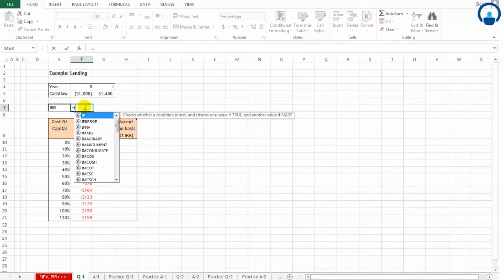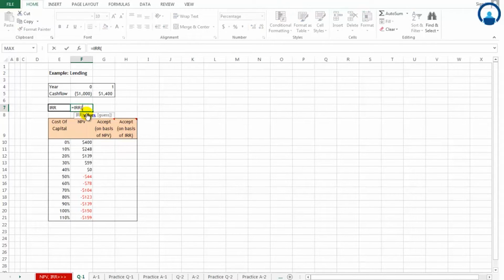=IRR. It asks for the values. Let's select the values, and we are not giving any guess. Always remember that when we are not giving any guess, or if we are omitting it, it is assumed that the guess is 10%. That is naturally taken by Excel itself. Just for you to know, guess is a number that you guess is close to the result of IRR. And we press enter. Fine, so our IRR is 40%.